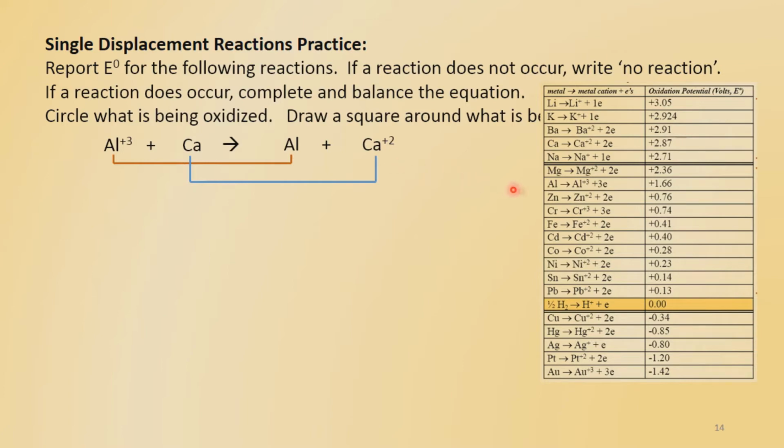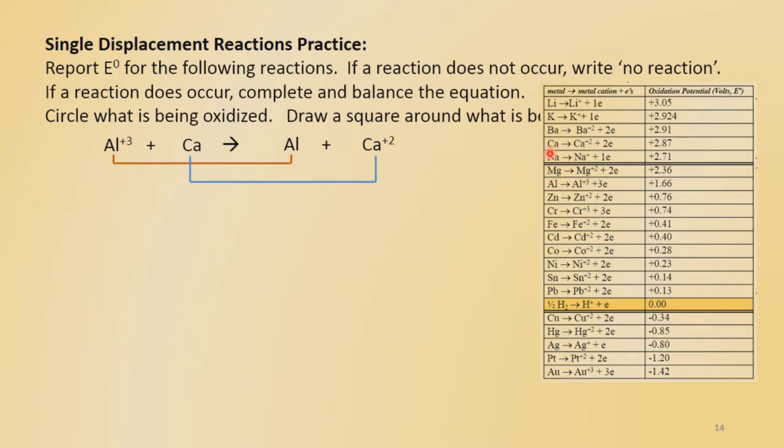In the case of aluminum ion being reduced to aluminum metal, we have to go from right to left, so we need to reverse the sign. The potential will be minus 1.66 volts. That'll be unfavorable for the reduction of aluminum ion to aluminum metal.